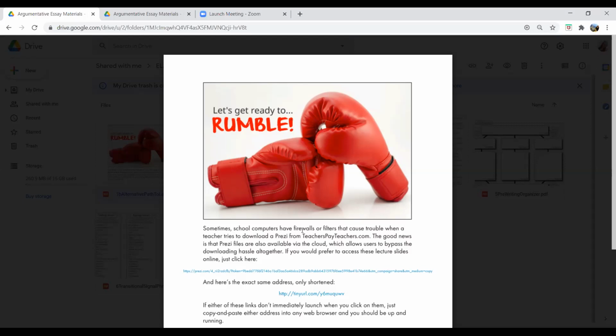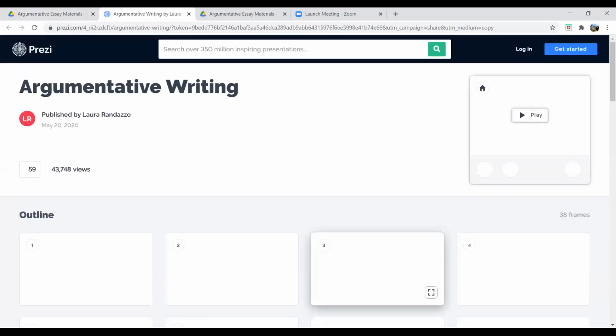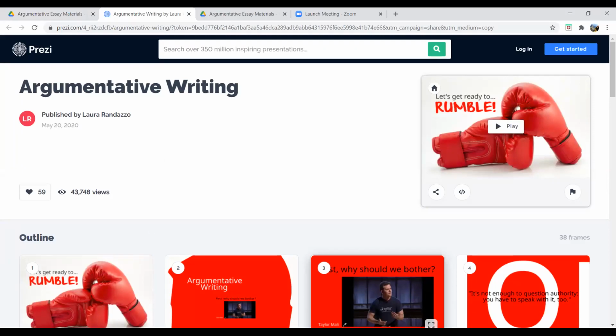Argument means fighting. So we have some boxing gloves there. Let's get ready to rumble. That means let's get ready to fight. Okay, I love this handout from another teacher named Miss Laura Randazzo. And she's really good at technology, so she made this online presentation for us. All of these documents will be posted under Writing Tools in Google Classroom, so you can rewatch these presentations on your own. Normally in class, we would watch this together, but let's take a look. I'm going to pause at the appropriate moments, just like I would in class, to tell you what I think is important here. All right, argumentative writing.